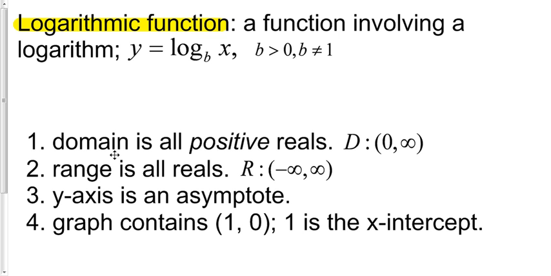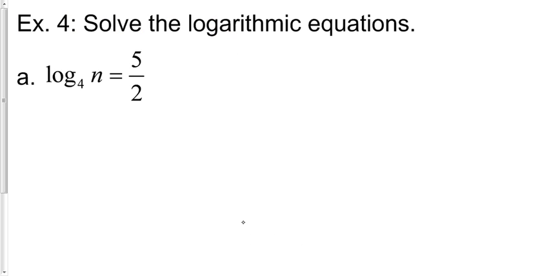Now here's some facts about the graph. Think about the facts that we had about exponential functions. Because this is the inverse to those exponential functions, domain and range swap because the x and the y values have swapped. So the domain is all positive reals from 0 to infinity, not including 0. The range now is all reals. The y-axis has become an asymptote, and the graph contains the point (1, 0). That means that 1 is the x-intercept. We'll practice graphing some more of those later.